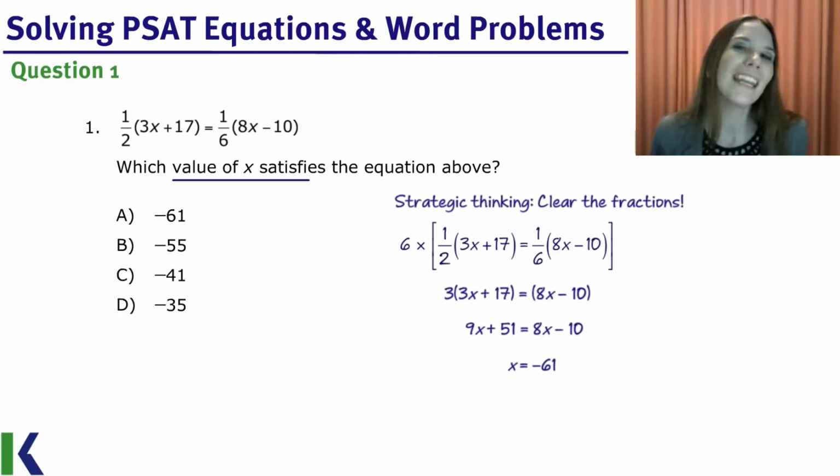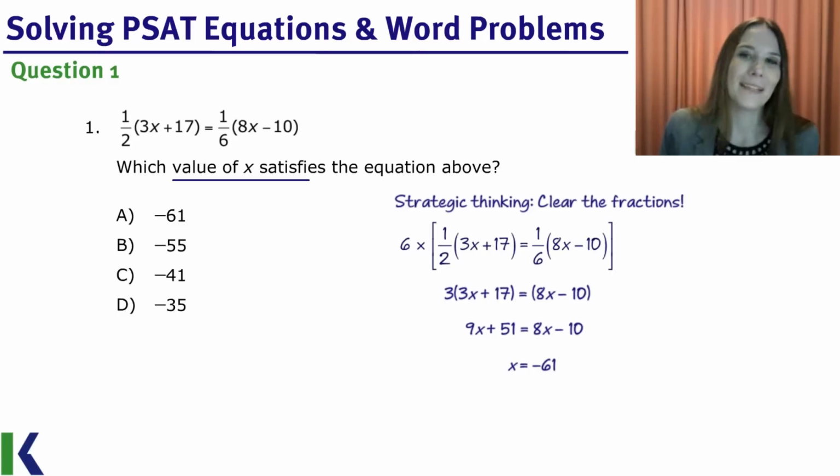But what's one last thing I'd want to check for before I bubbled in answer A on test day? I would want to make sure that I followed all 3 steps of that Kaplan method. I would want to say, all right, I wanted x. I got x. There we go. Going with answer choice A.